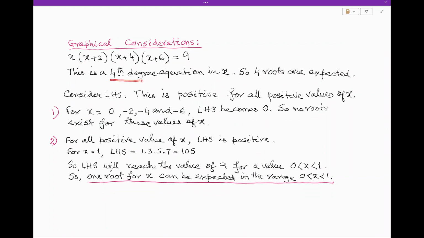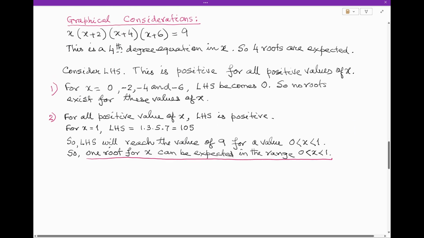Again, this is a fourth degree equation in x, so 4 roots are expected. Consider the LHS, that is left hand side. This is positive for all positive values of x. For x is equal to 0 or minus 2 or minus 4 or minus 6, the left hand side becomes 0 because one of the terms in the left hand side becomes 0. So, no roots exist for these values of x because the right hand side is 9 and 9 is not equal to 0.